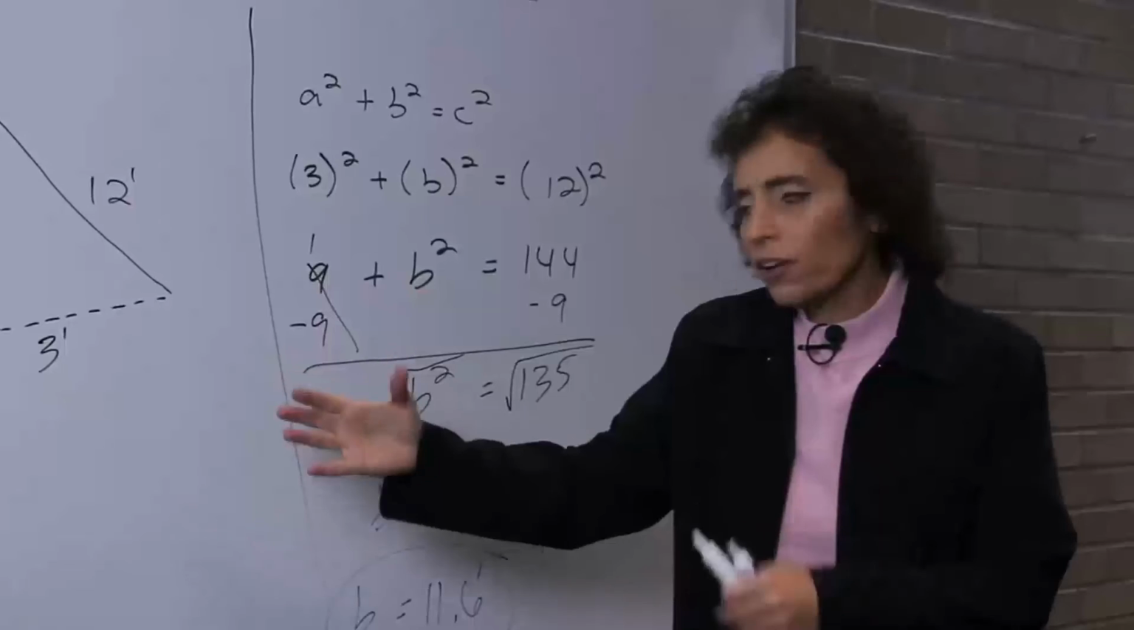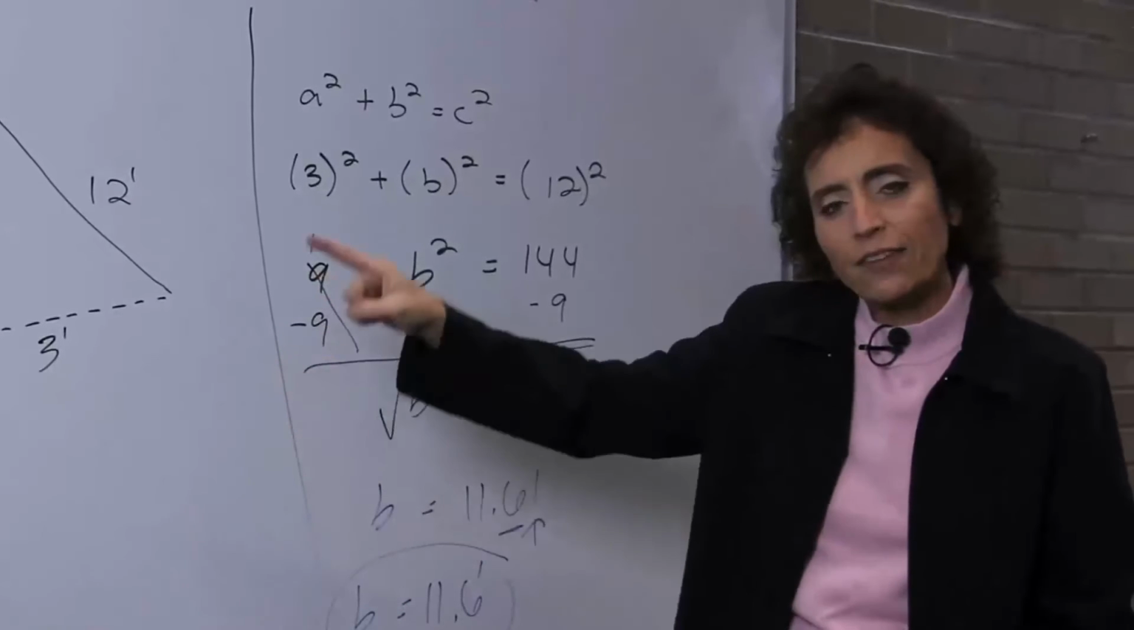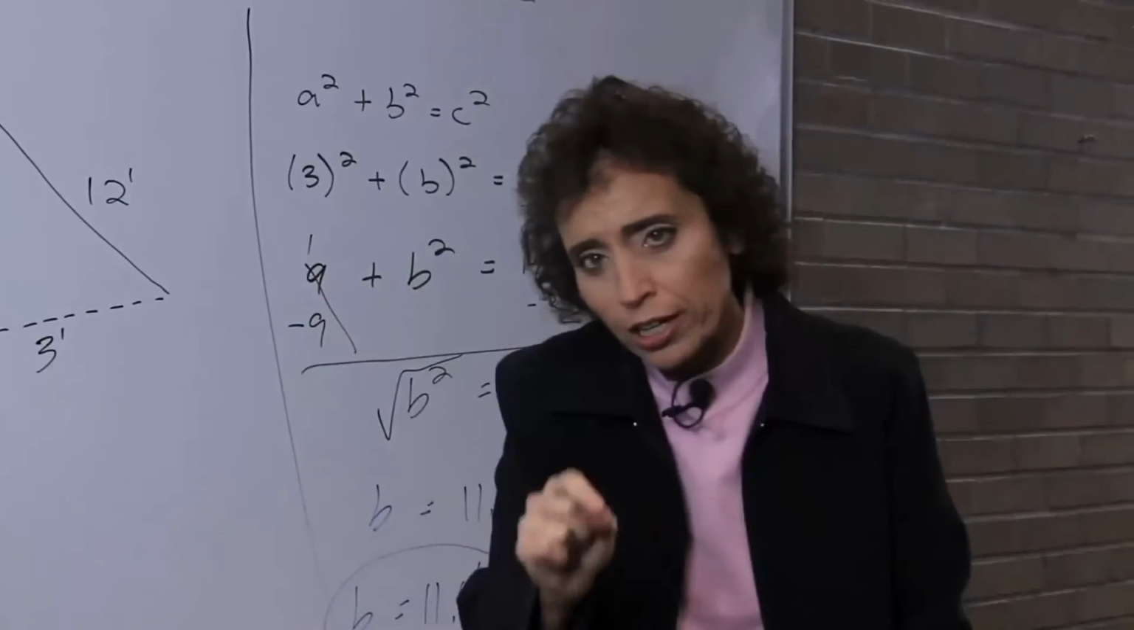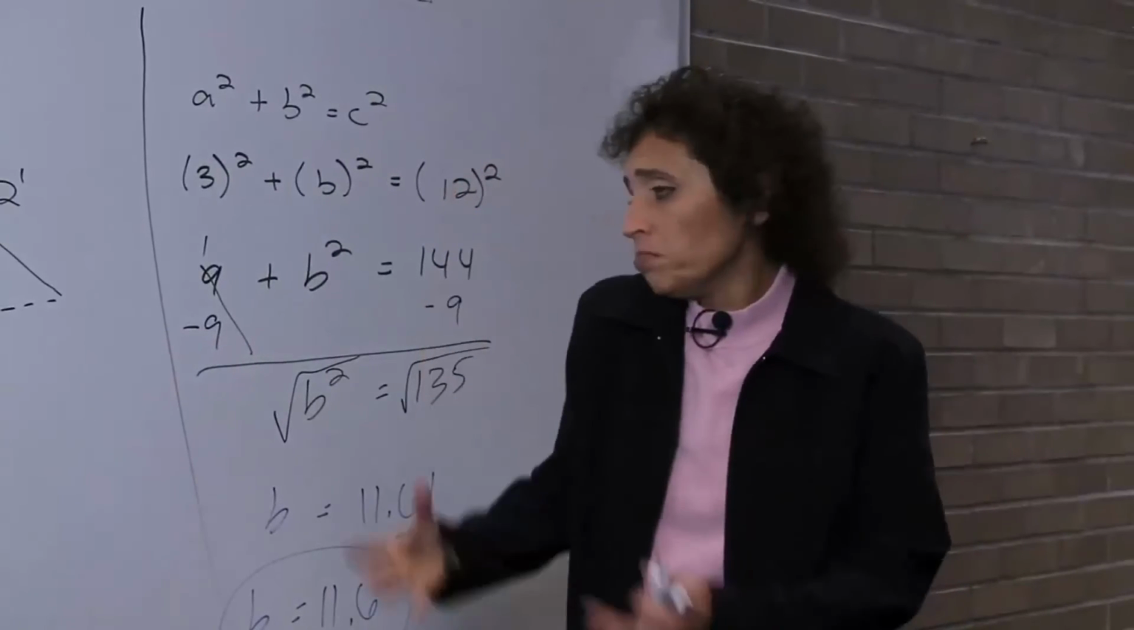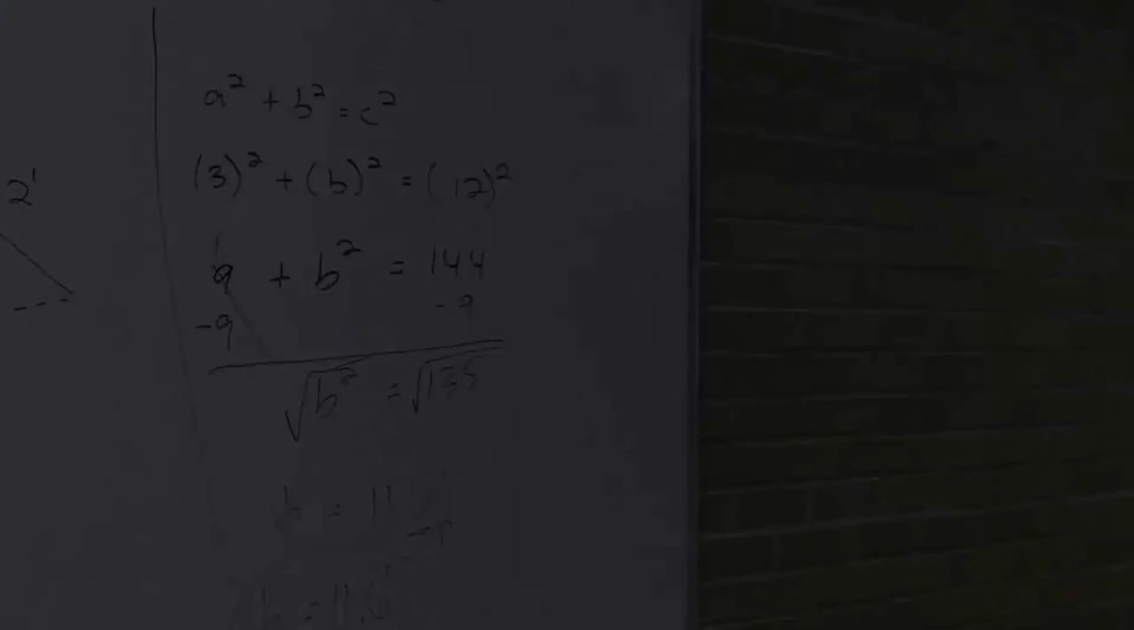Okay, and that's the end of the Pythagorean Theorem. You know you need the Pythagorean Theorem when you're looking for the missing side of a right triangle. Must be a right triangle. Or if you're given 3 sides and you want to determine if it's a right triangle. Next thing we're going to look at is area.